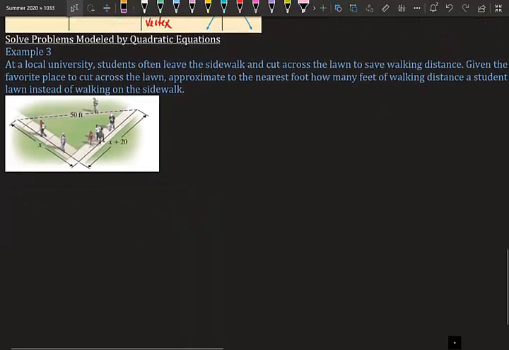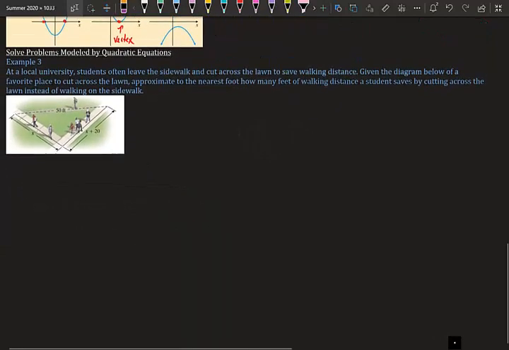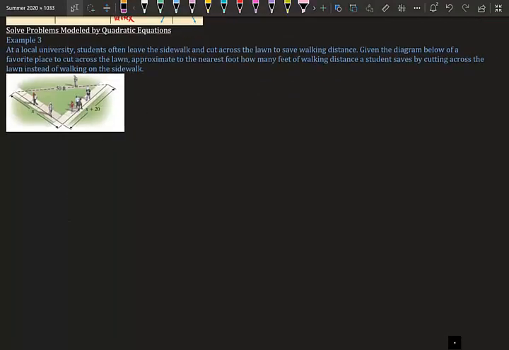Solve problems modeled by quadratic equations. So at a local university, students often leave the sidewalk and cut across the lawn to save walking distance. Given the diagram below of the favorite place to cut across the lawn, approximate to the nearest foot how many feet of walking distance a student saves by cutting across the lawn instead of walking on the sidewalk.